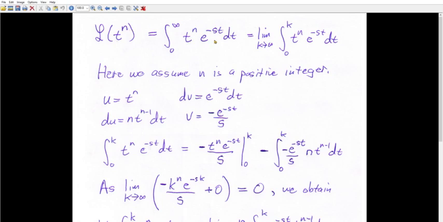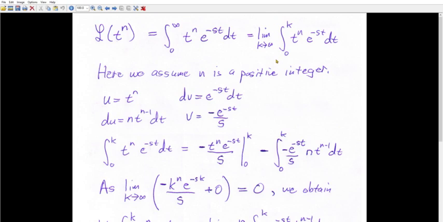Laplace transform of t to the n is this integral, which is the standard limit as k goes to infinity of this integral. And now we're looking at this integrand. The way to do this is by parts. We're going to have u be t to the n, which means du is going to be n t to the n minus 1 dt. dv is what's left, which is e to the minus st dt. Take an antiderivative and you get minus e to the minus st over s.